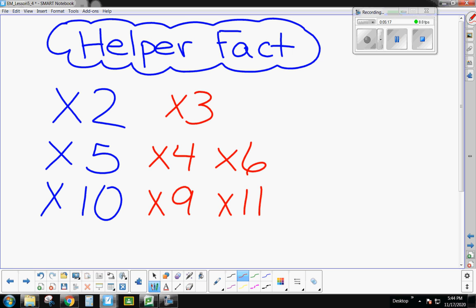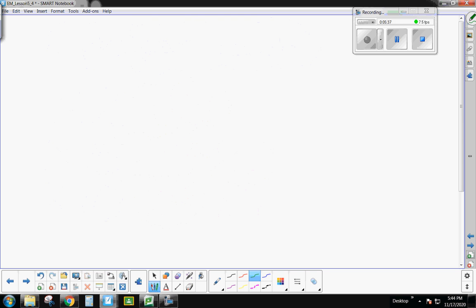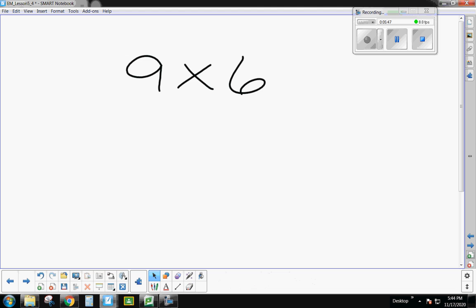You would use a helper fact, again, if you have anything times 3, you could use times 2 to help you. If you have anything times 4 or times 6, you could use times 5 to help you. And if you have anything times 9, you could use times 10 to help you. So now going back to our problem of 9 times 6. What helper fact could I use to help me solve that problem?